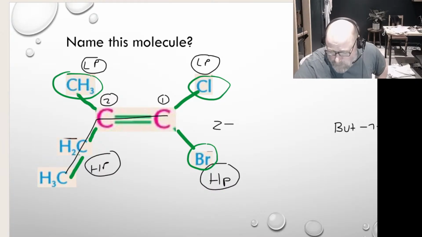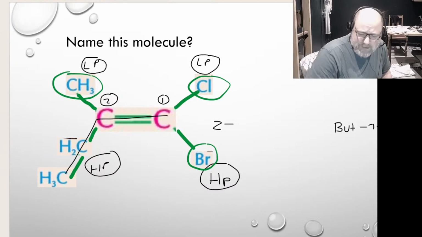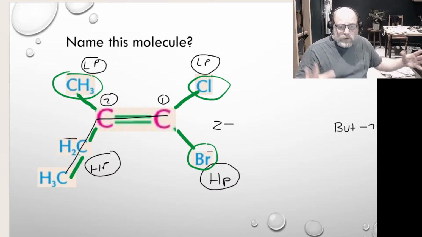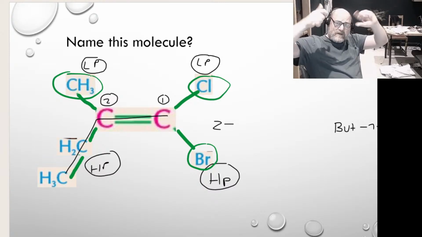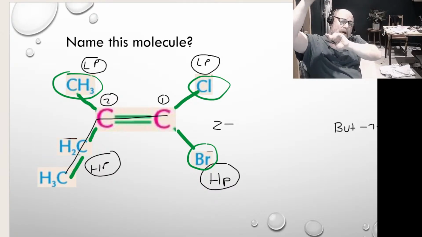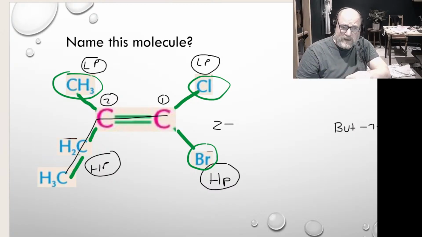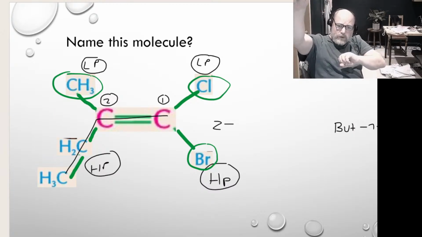The CIP rules. CIP is the abbreviation, Cahn-Ingold-Prelog. I think it was a German guy or team that worked on it. And basically the rules are that you look at each carbon atom individually and you decide which group attached to it is the high priority group. The one with the highest atomic number is the high priority group, and the one with the lowest atomic number is the low priority group.